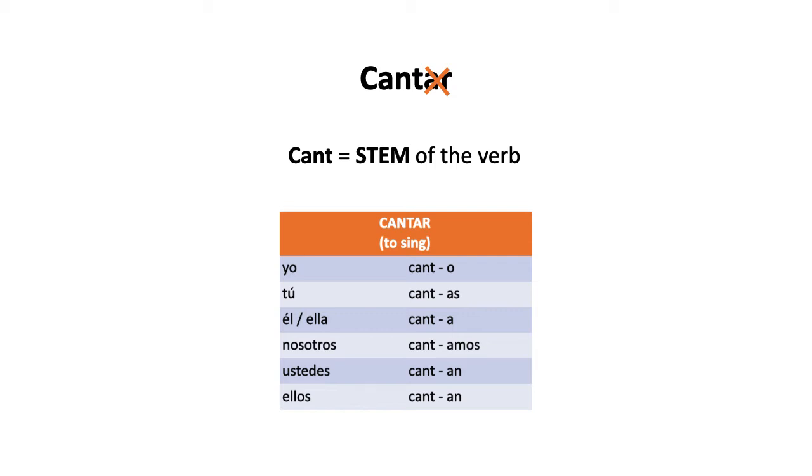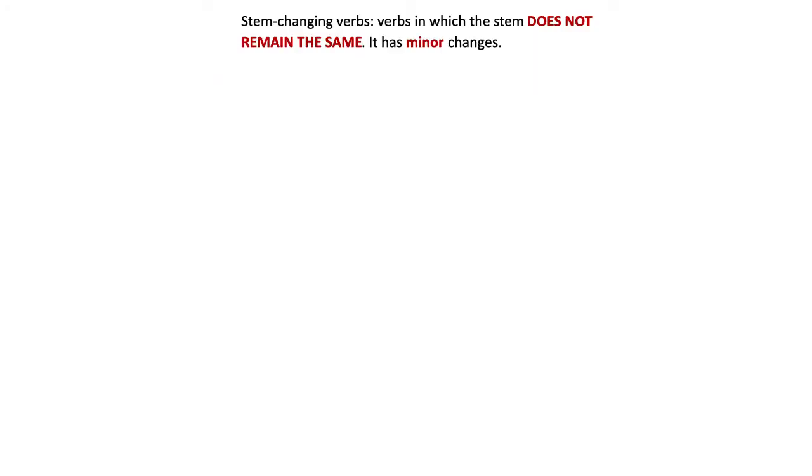That is a review of how we conjugate regular verbs, right? And if you look at the table, you will realize that the stem never changes. But we already learned that there are verbs in Spanish in which the stem actually does change, right? So today we're going to look at one of those groups.